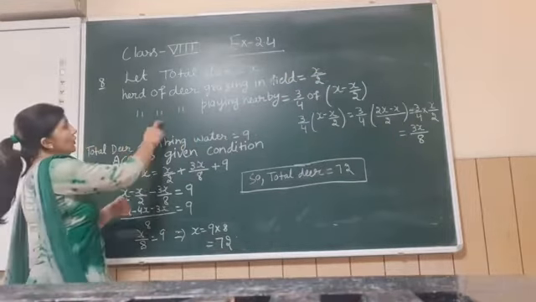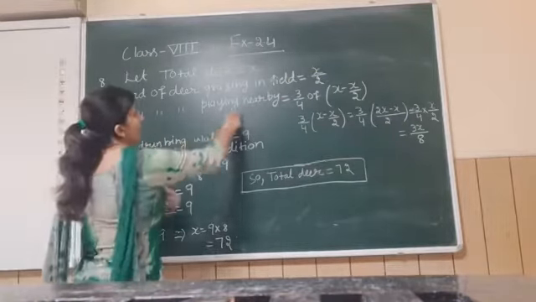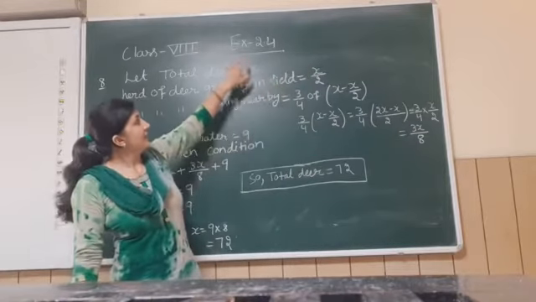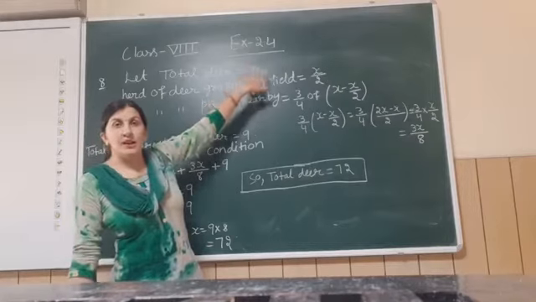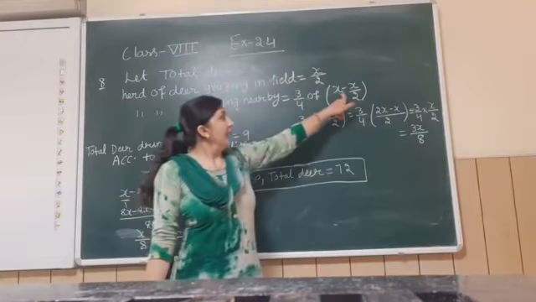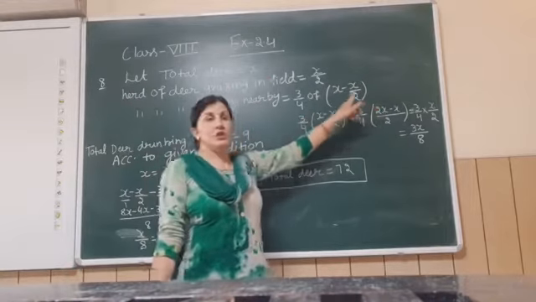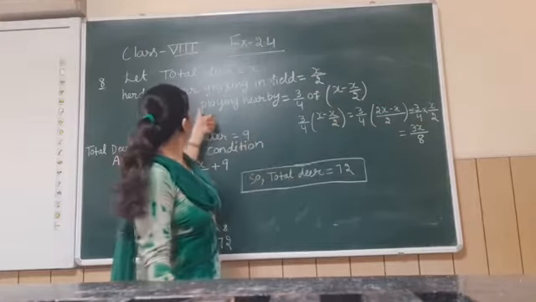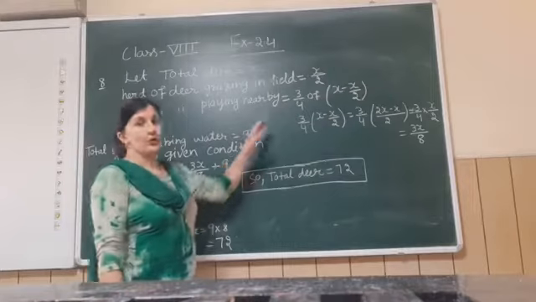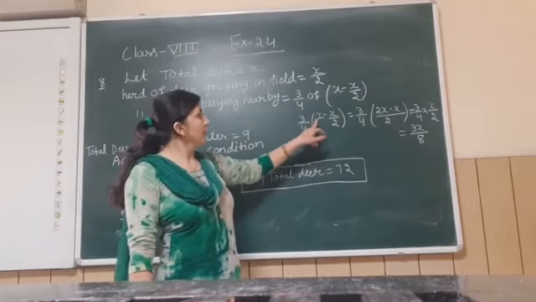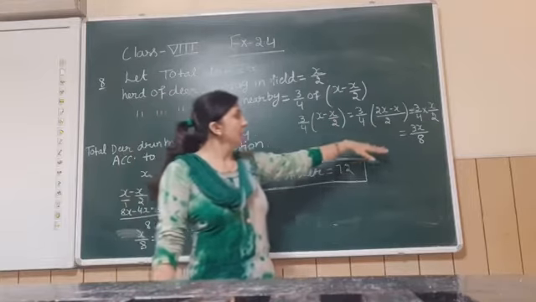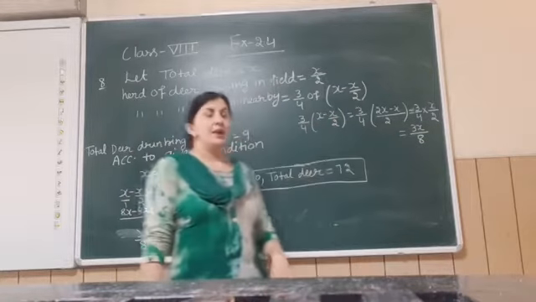Now the deer playing nearby, they say half are grazing, but what will be the rest? We will subtract half from x: x minus x by 2. So 3/4 of the remaining is playing nearby. 3/4 of means multiply, so we will solve it: 3 by 4 times (x minus x by 2). When we solve it, we get 3x by 8.